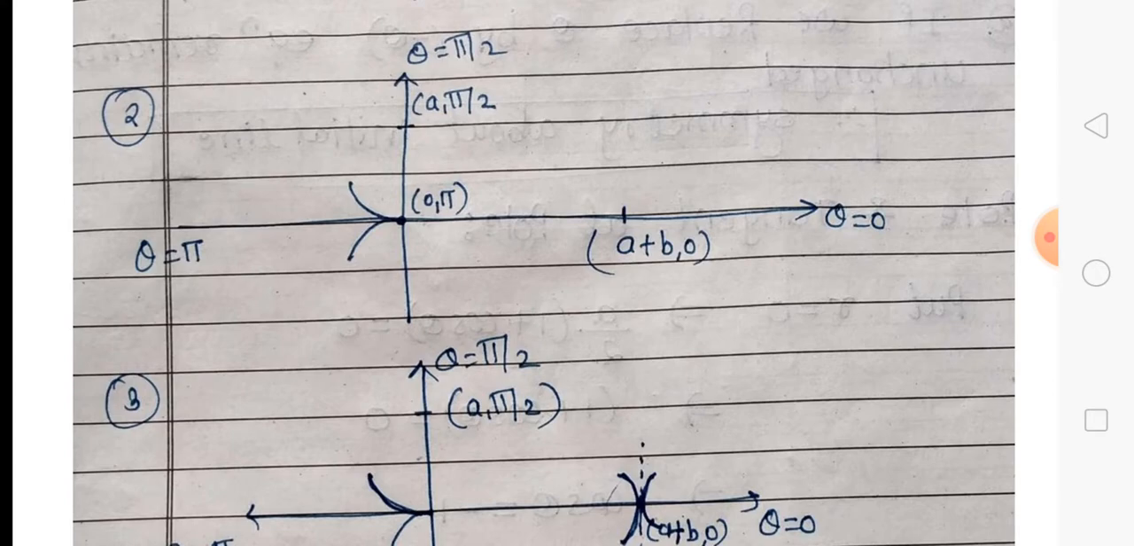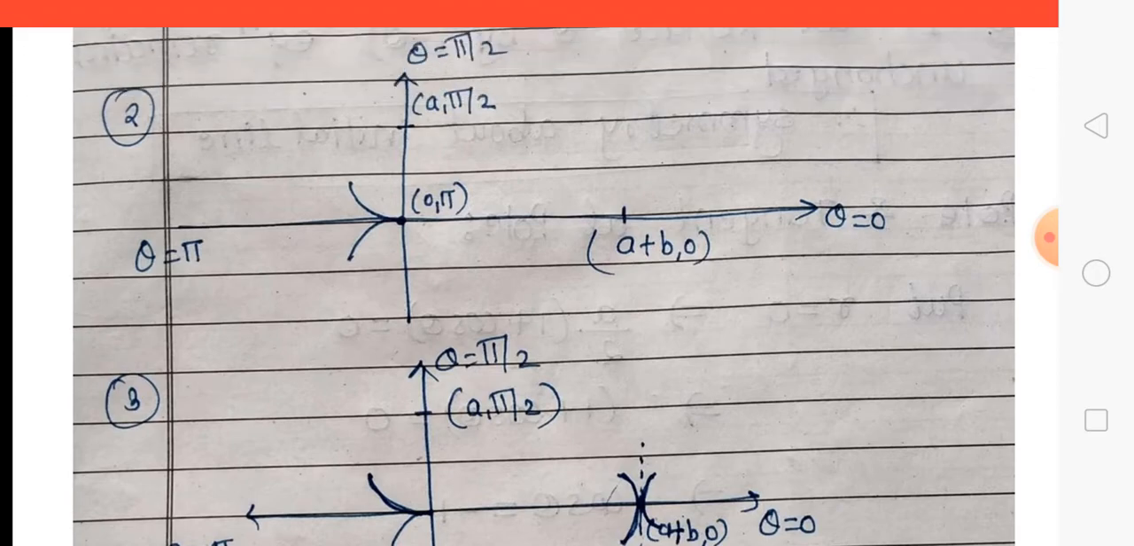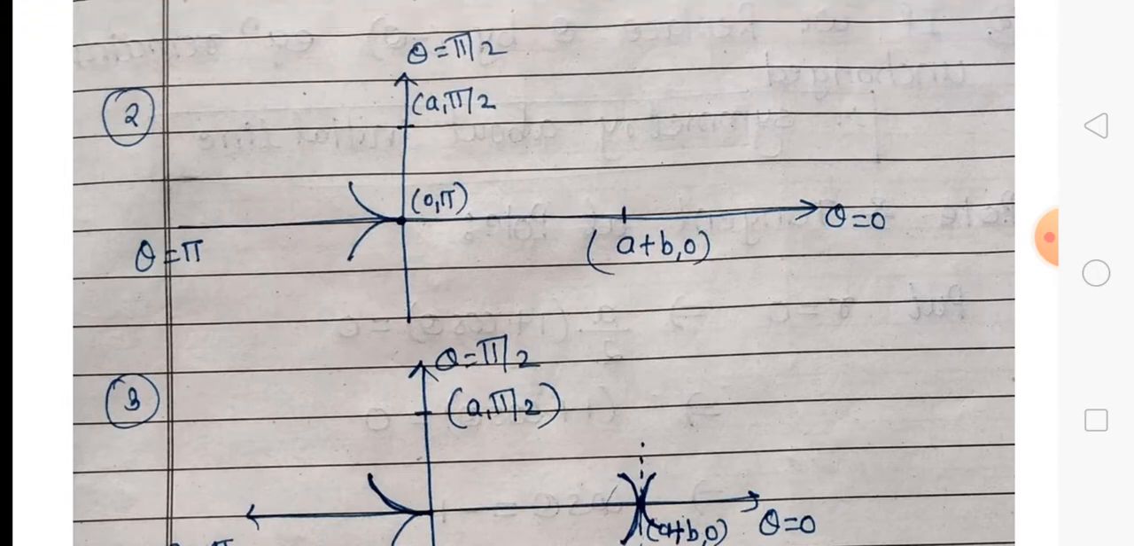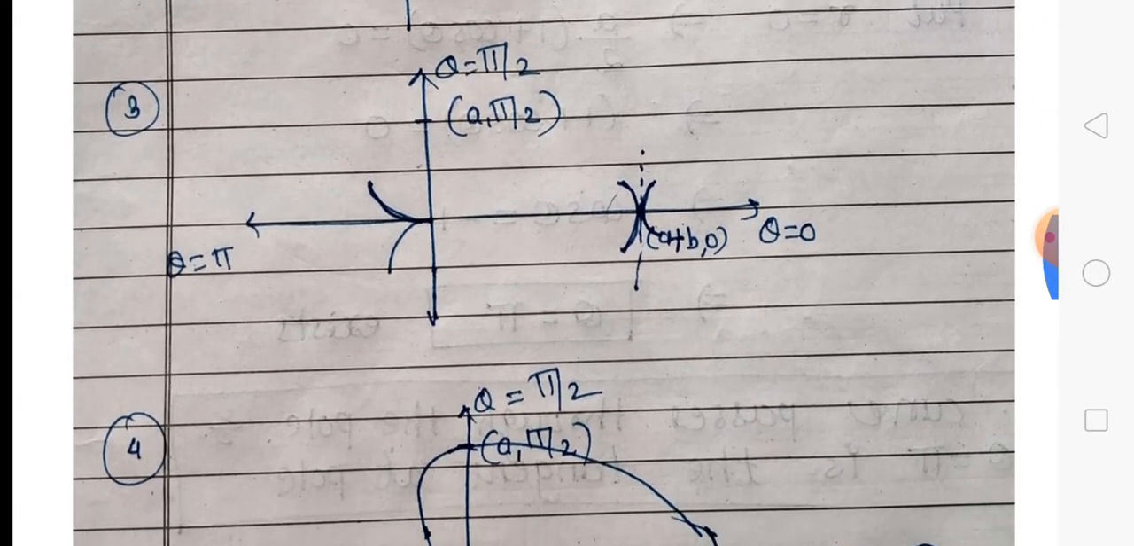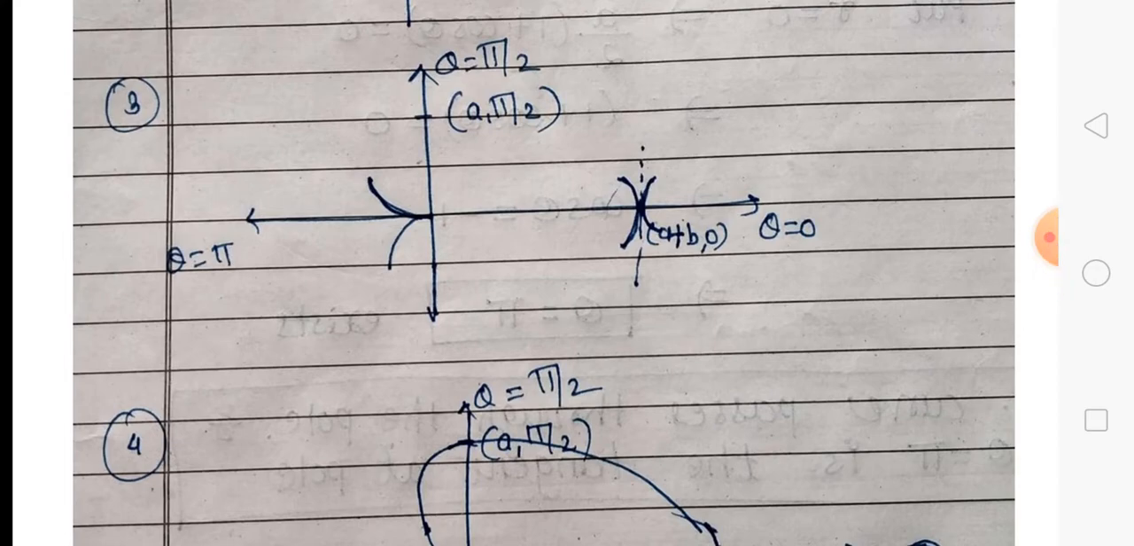At the pole, the tangent at the pole is at theta equal to pi. Here theta equal to pi is the tangent, therefore the curve touches in this way. In the second figure we show how the curve touches the line theta equal to pi. Now in the next figure we see the direction of the tangent, that is the angle phi.